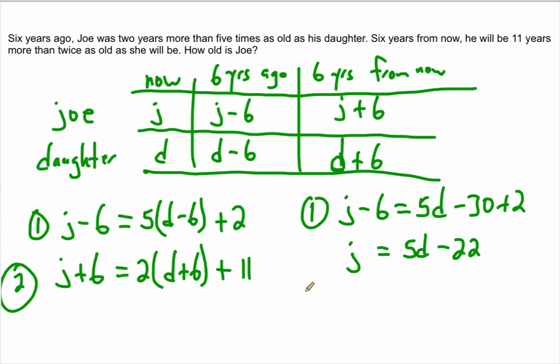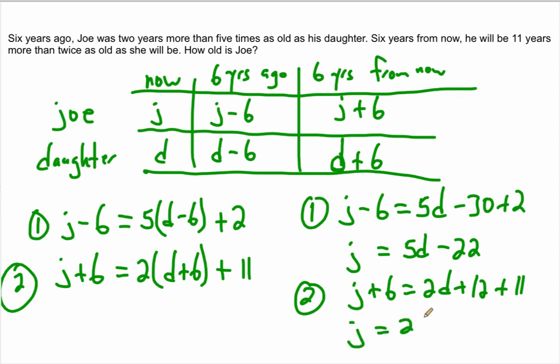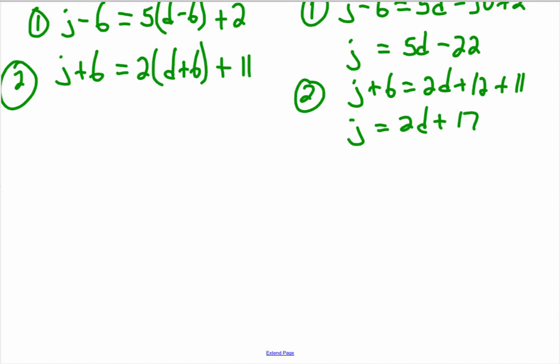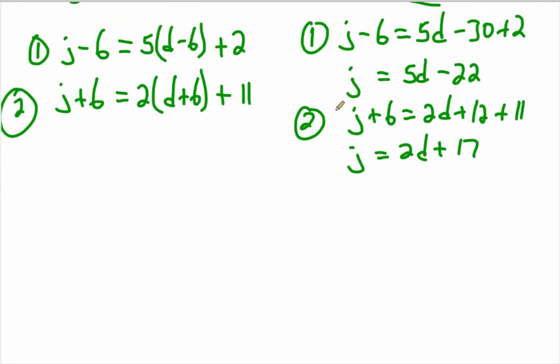Well, that doesn't look too bad once you clean that up. Now equation 2, I'm going to first do that distributive property again. J plus 6 equals 2d plus 12 plus 11. I'm going to subtract 6 from both sides. And that 12 plus 11 already is 23, and then I'm going to take away 6 from that, which is going to be 17. Okay, that's not too bad. We can do a substitution. So I'm going to create some space here. That was a lot easier than the last one, I think this will be a lot easier than the last one.